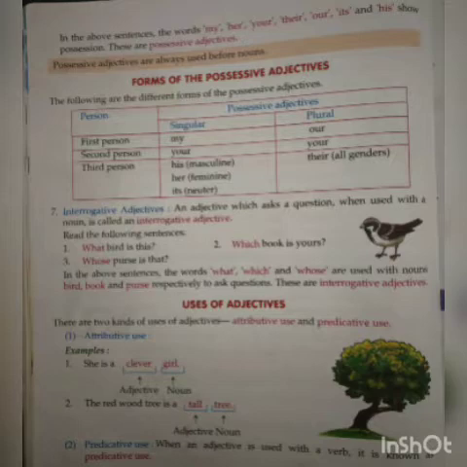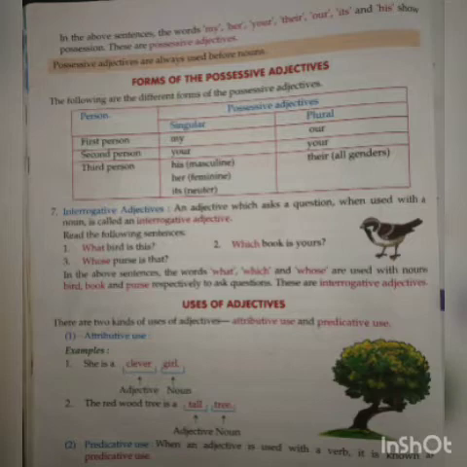In the previous class, we discussed the kinds of adjective: adjective of quality, quantity, number and interrogative adjective. Today we are going to discuss demonstrative adjective, possessive adjective, and distributive adjective, then attributive use and predicative use. So at first we will discuss demonstrative adjective.